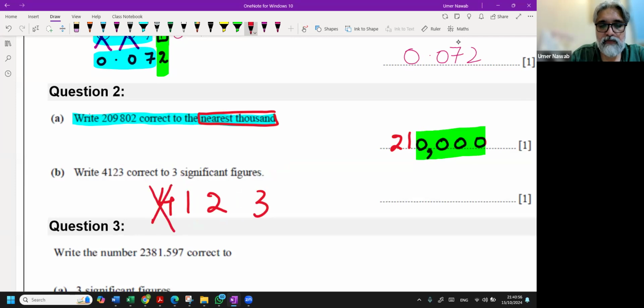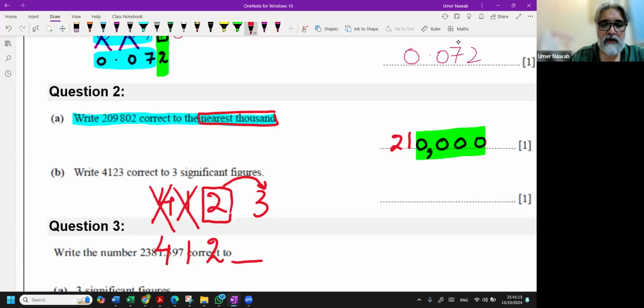So this is the first significant figure, this is the second, and I want to round the number to the third significant figure. So after 2, what do I have? 3. So I am not going to raise 2 by 1. I will keep it as it is, and the previous digits I copy as they are.